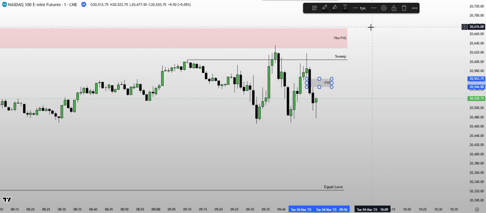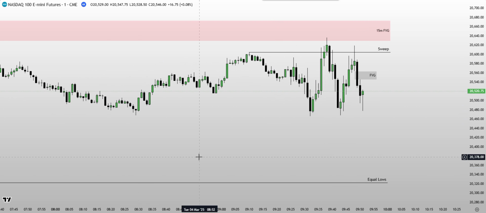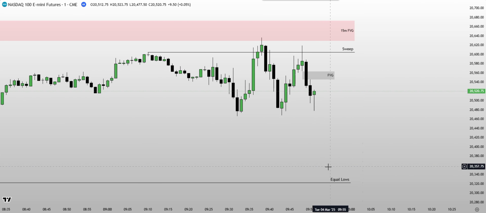So to recap, daily time frame, clearly structure is bearish. Clearly the state of delivery is bearish. Bearish imbalance is being respected. On the 4-hour, bullish imbalances are being disrespected. It's consistent with the daily time frame. Bearish imbalances are being respected. On the 1-hour, same thing. Bearish imbalances are being respected. Clear low resistance to the downside, equal lows.